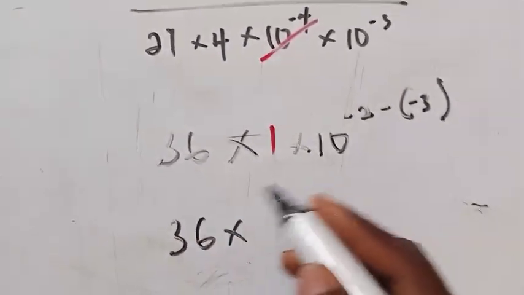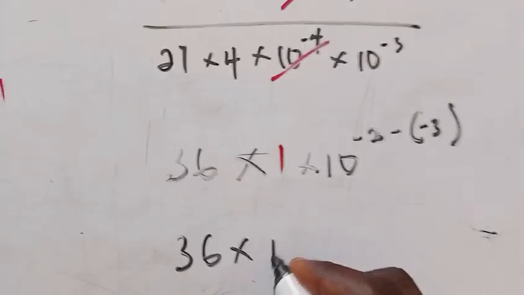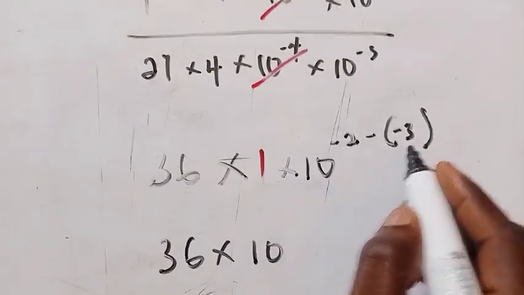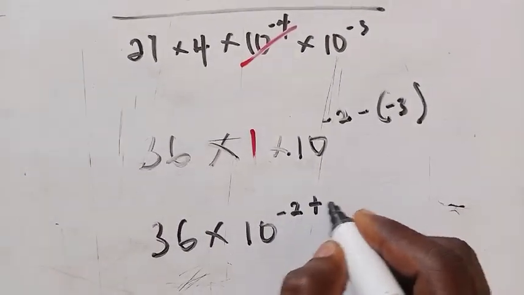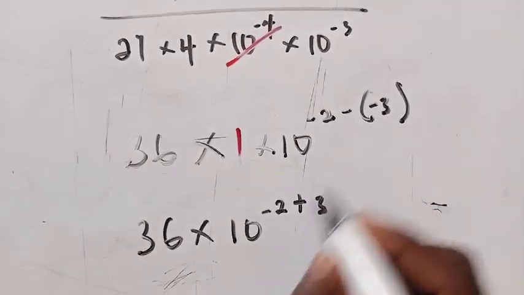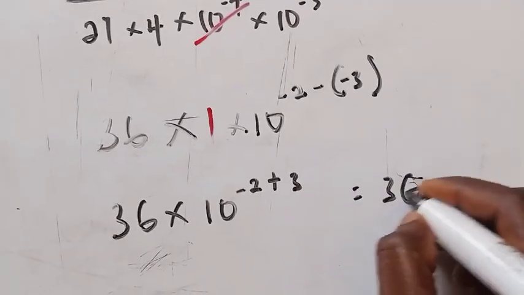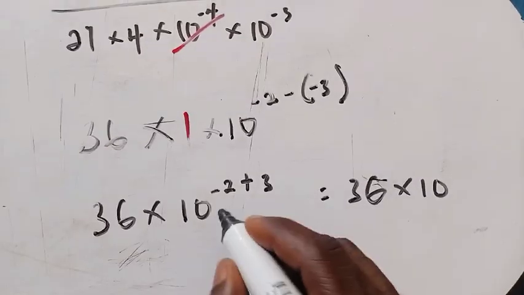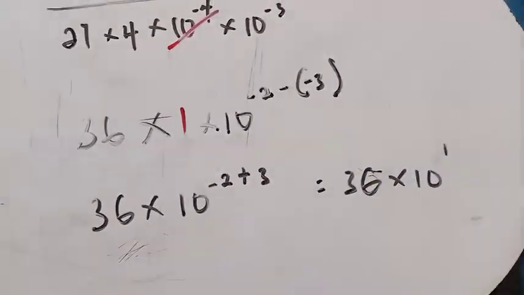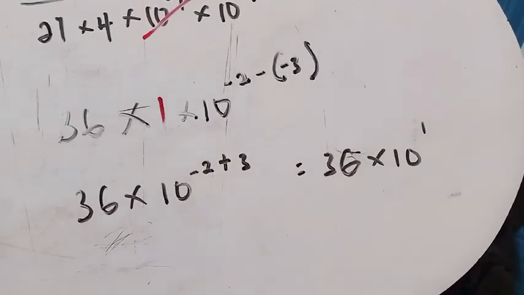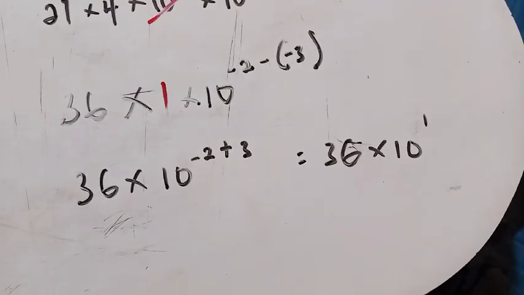So multiply by 1 is just going to be 36, right? So 36, and then we have 10 here, then this is going to be negative 2, and then plus 3. This guy tends to be a positive. So that is going to be 36, and then multiply by 10 raised to the power. This guy is going to be 1, right? So this is the answer that we are required of you, right?